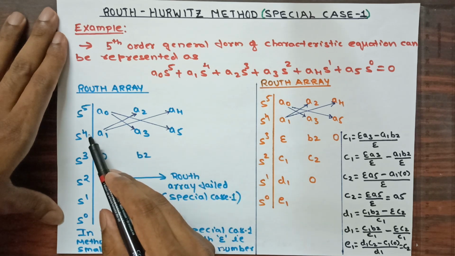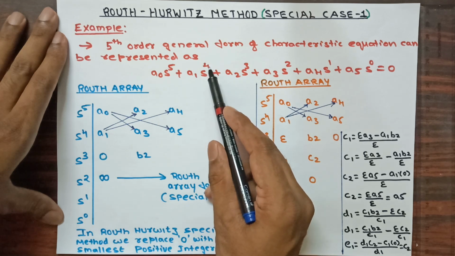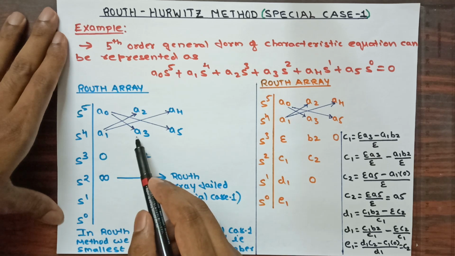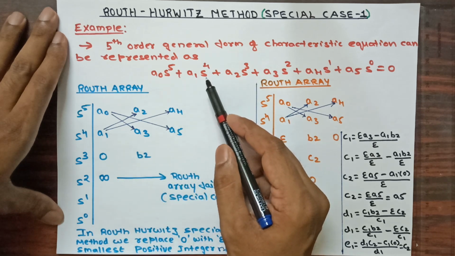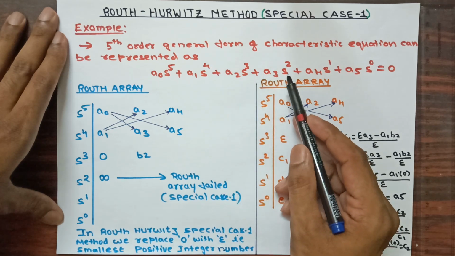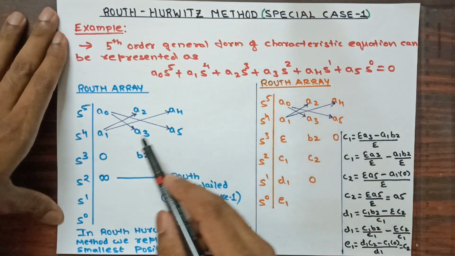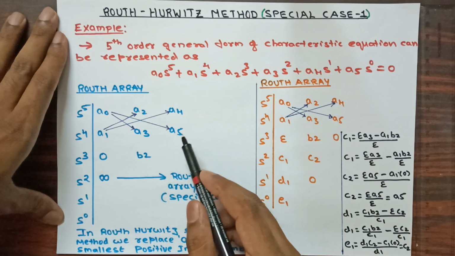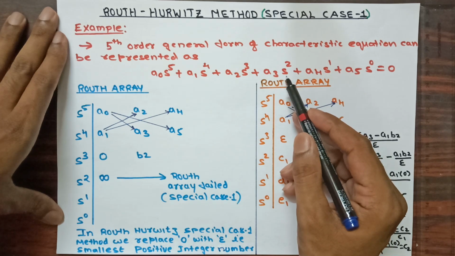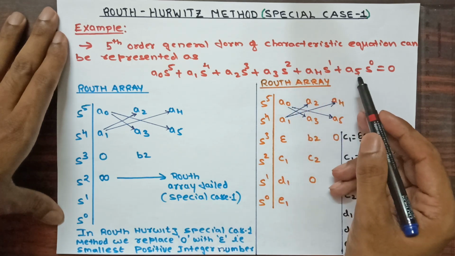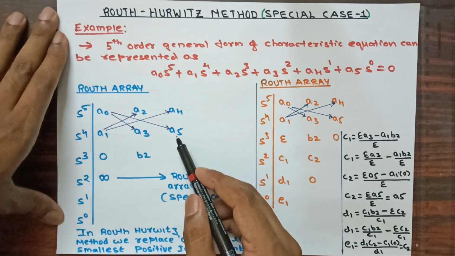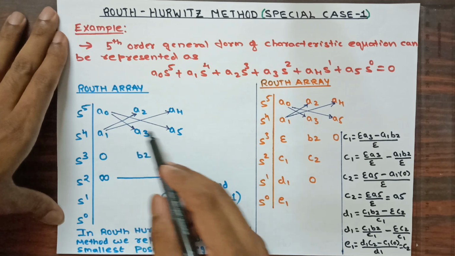To form the second row, you can see here s to the power 4, and in the characteristic equation the s to the power 4 coefficient is a1, that I have written here first. To get the second value I am going to take the alternate of s to the power 4, which is s to the power 2, and its coefficient is a3. Here I am writing that a3 coefficient, and for the next third value I am going to take the alternate of s to the power 2, which is s to the power 0, and its coefficient is a5, that I have taken here. So in this way we can form the two rows.